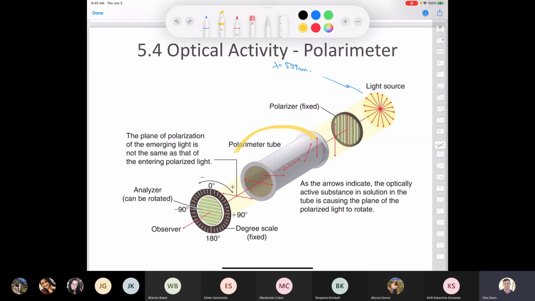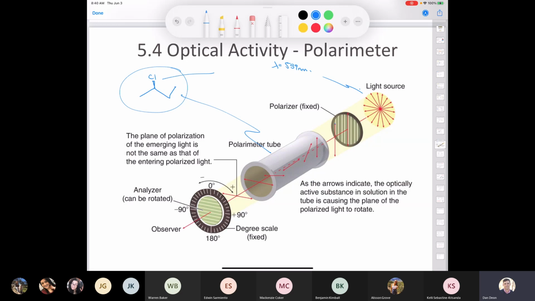And then in the polarimeter tube, this is where you have your organic molecule. Let's say you have an organic molecule like our 2-chlorobutane. What you actually do is take it and make a solution of it in something that's not optically active, just a solvent like maybe dichloromethane. And then you shine the light through it.